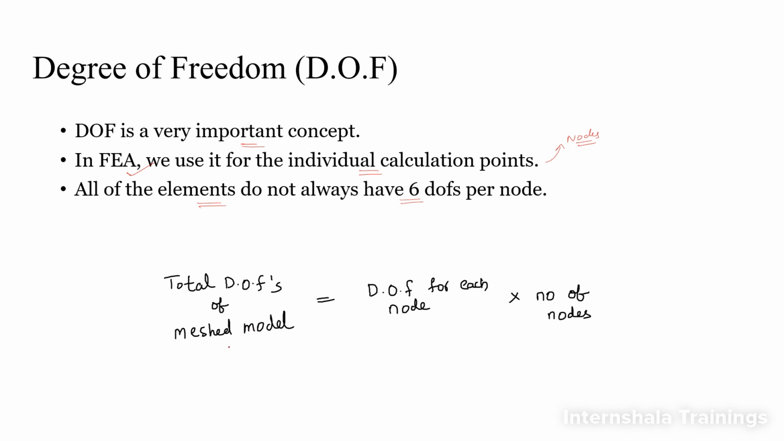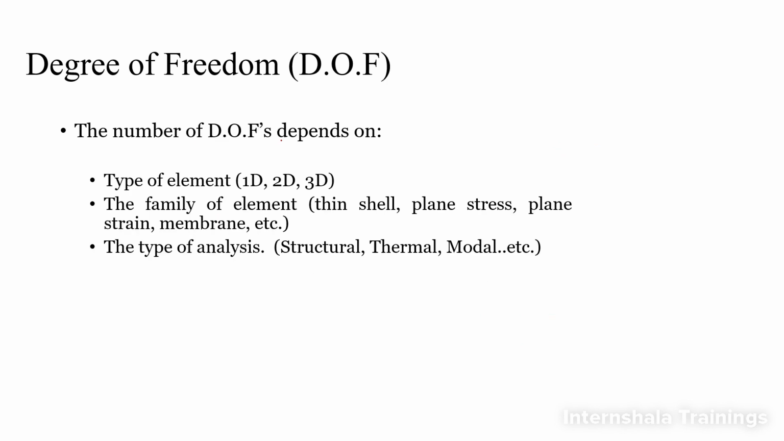You just need to remember this formula. So the total degrees of freedom of a meshed model is nothing but equivalent to degrees of freedom for each node into number of nodes. You need to remember this particular formula. Okay. Now, as I told you, the degrees of freedom will change.